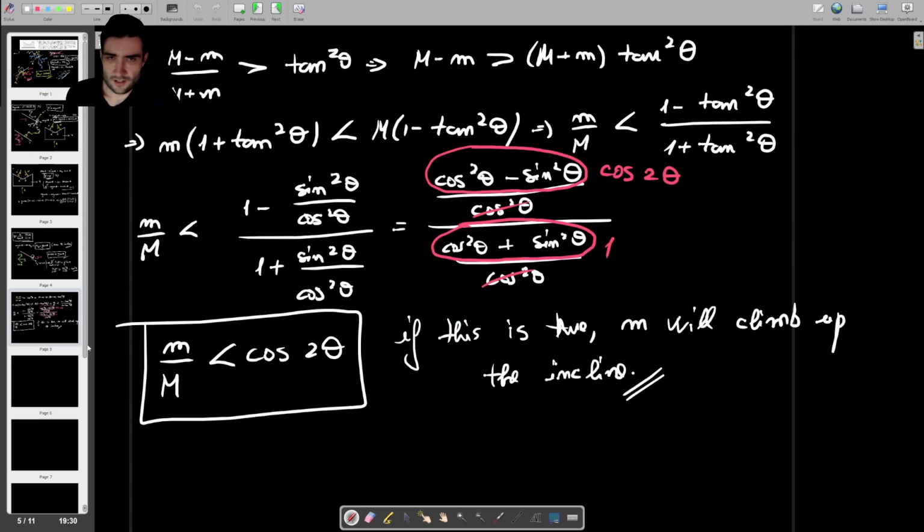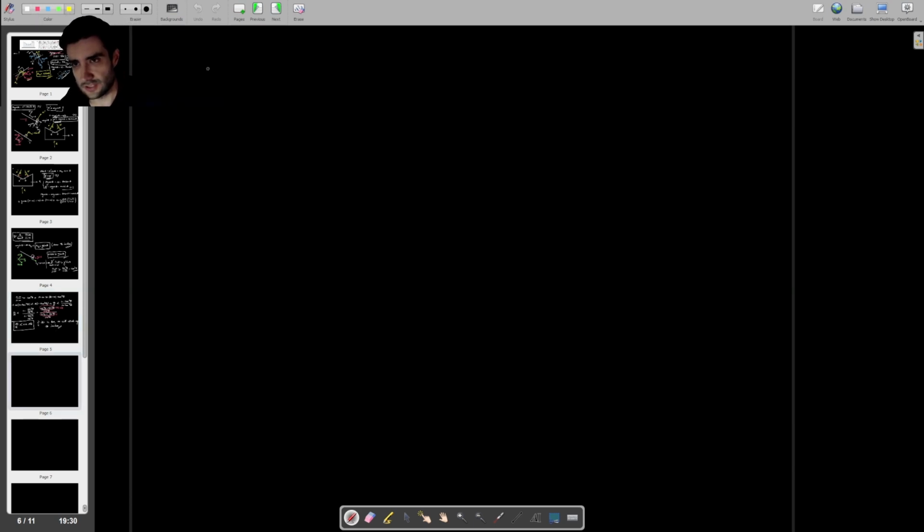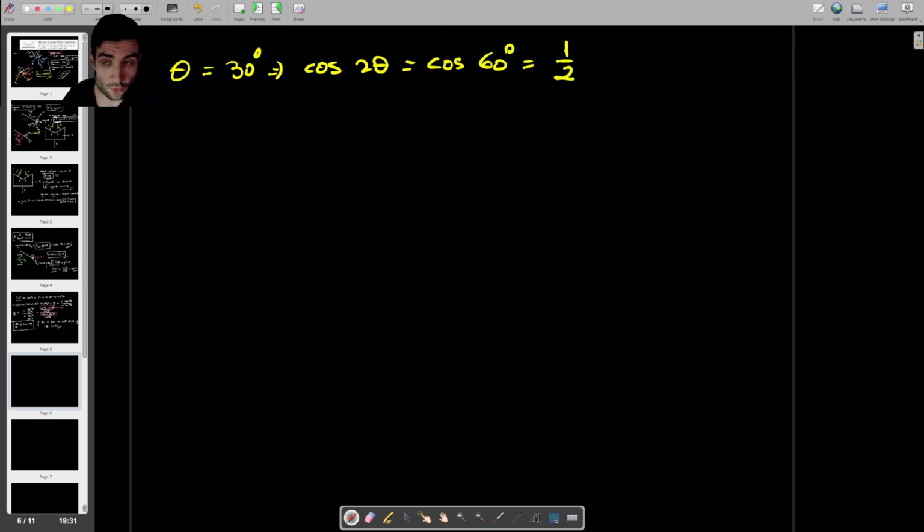So let's try to do a simulation. I'm going to use a software in a second, but to do the simulation, we're going to have to use a specific value of theta. So let's say, for example, that theta is 30 degrees. You know, it's a nice angle, which means that cosine of 2 theta is the same as cosine of 60 degrees, which is a half. So for this object m to slide up the incline, we must have that this relationship is true, which in this case is going to be a half.